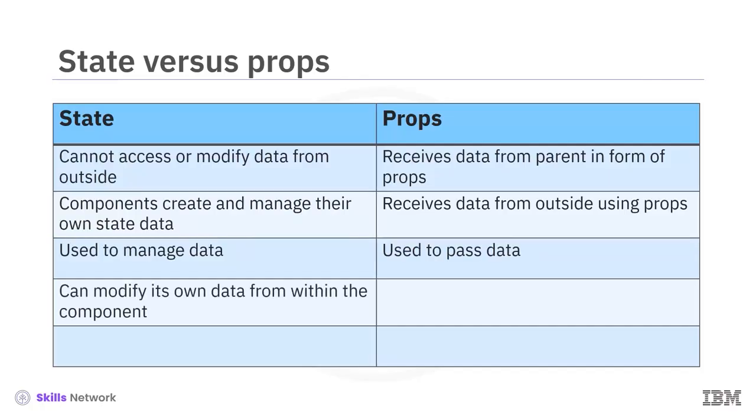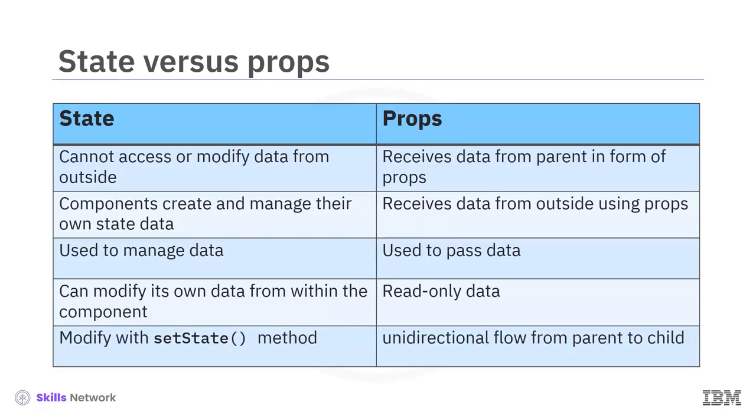You can modify state data within the component, but cannot access it outside of the component. Data from props is read-only. You cannot modify it using another component. You can modify a state using the setState method, whereas you can only pass props from a parent component to a child in a unidirectional flow.